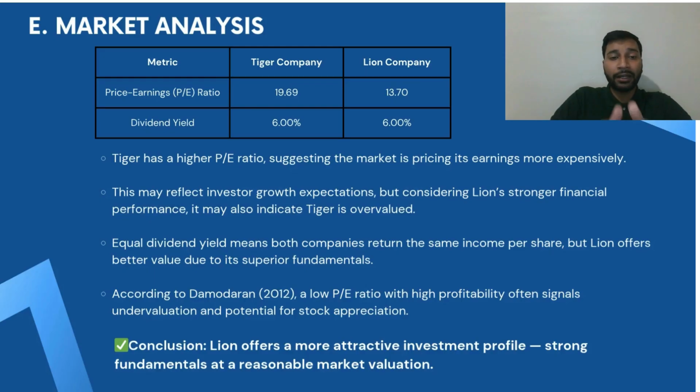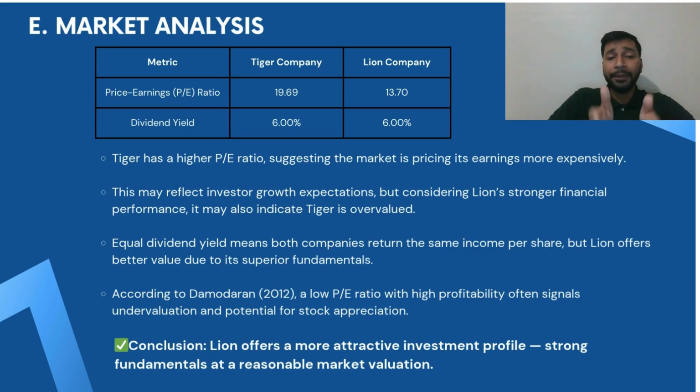That is basically market analysis. In market analysis, we focus on two key metrics, the price to earnings ratio and dividend yield. The price to earnings ratio indicates how much investors are willing to pay per dollar of earnings. A high PE reflects growth expectations, while a lower price to earnings ratio may indicate undervaluation. The dividend yield shows the income investors earn relative to the share price.